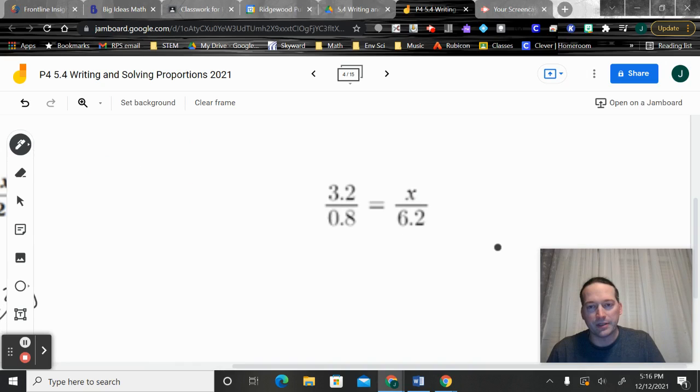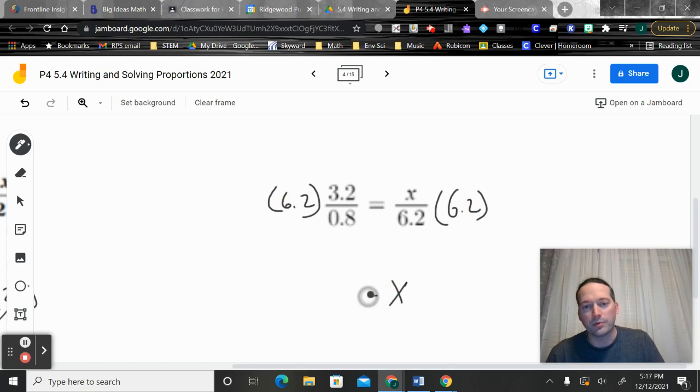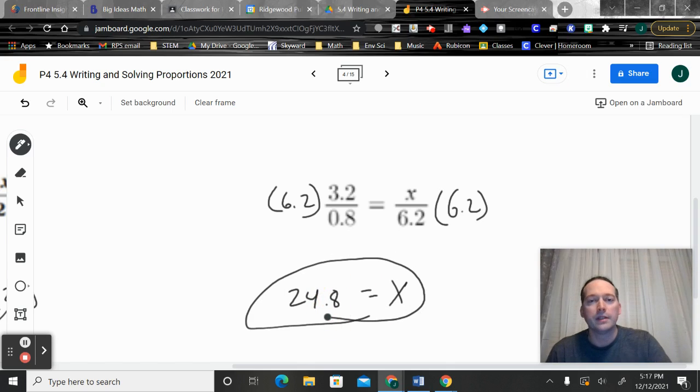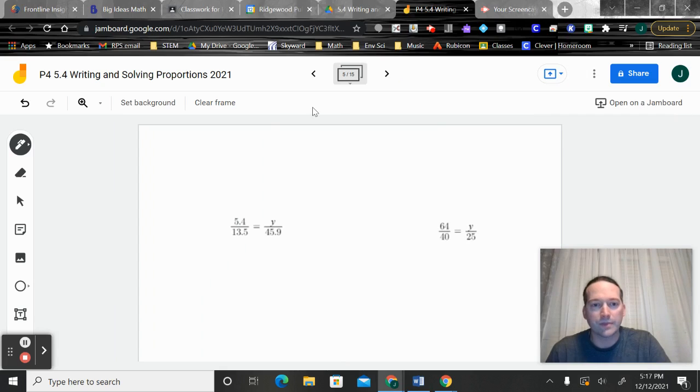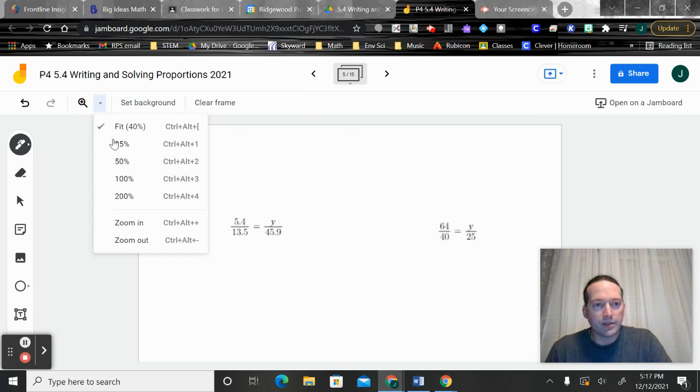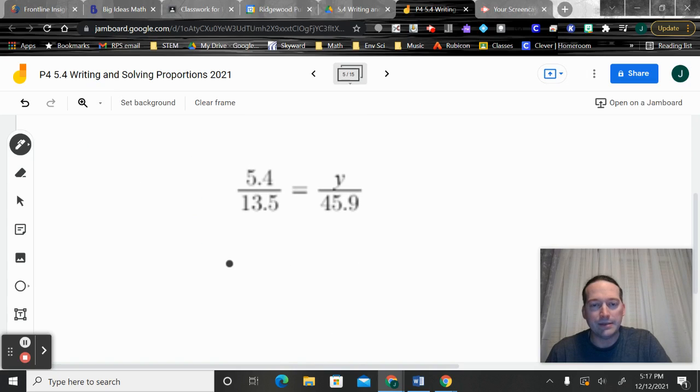Obviously, we already know what the answer to this one is, 24.8. But another way to solve this one is to multiply both sides by 6.2. This one, you'd actually have to use your calculator to get 24.8, but I will not take the time to do that because you already know the answer. Now let's look at these. You know what? There is no relation. Well, here I can multiply both sides by 45.9.